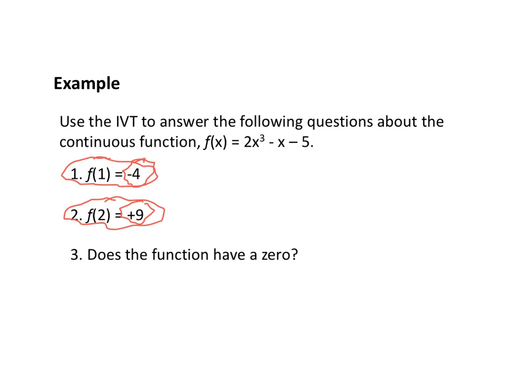Now, the question is, does the function have a 0? The answer is yes, it does have a 0, all right? And why do we know that? Because of the intermediate value theorem. Notice we said this function was continuous. We know that at x equals 1, y is equal to minus 4. At x equals 2, y is equal to plus 9. So therefore, somewhere between 1 and 2, it has to equal 0. So here's a case where we use the intermediate value theorem, and we could determine whether or not a function had a 0.